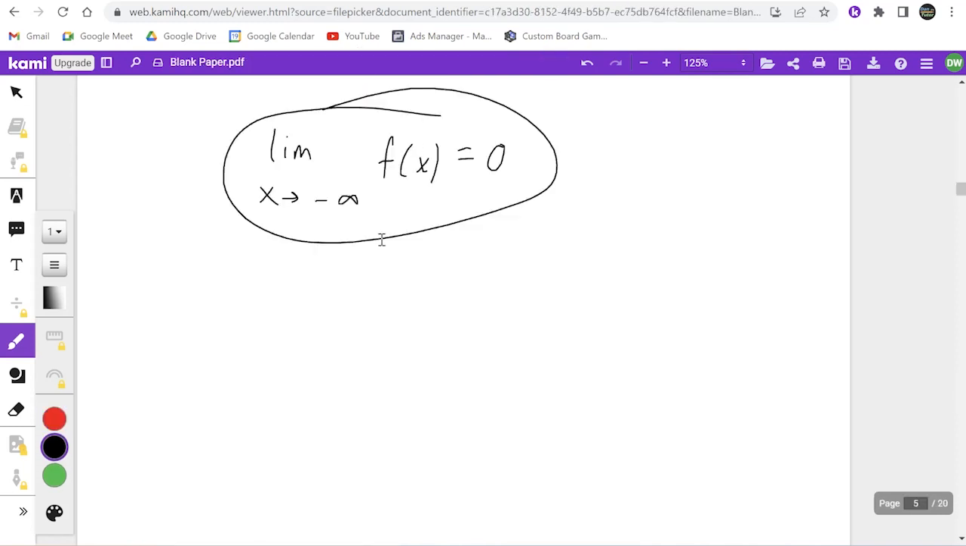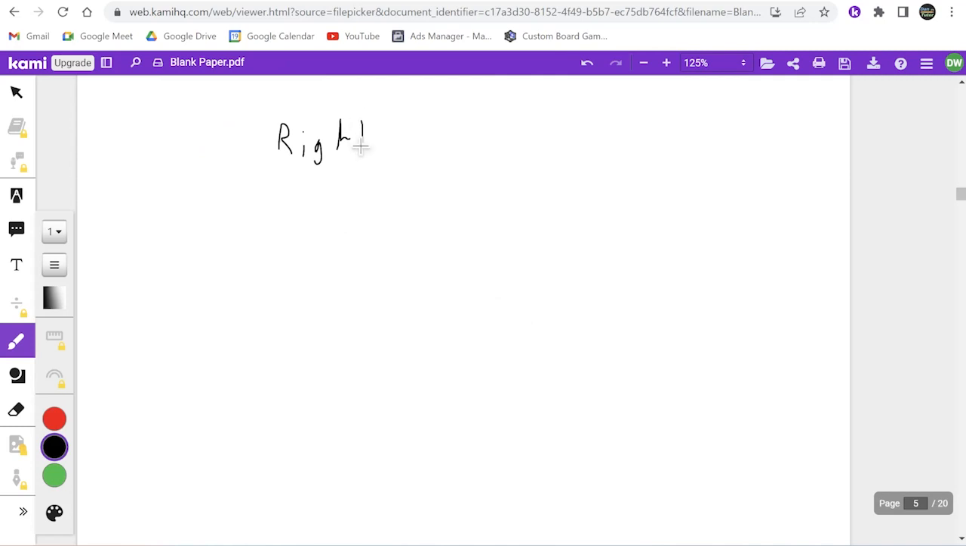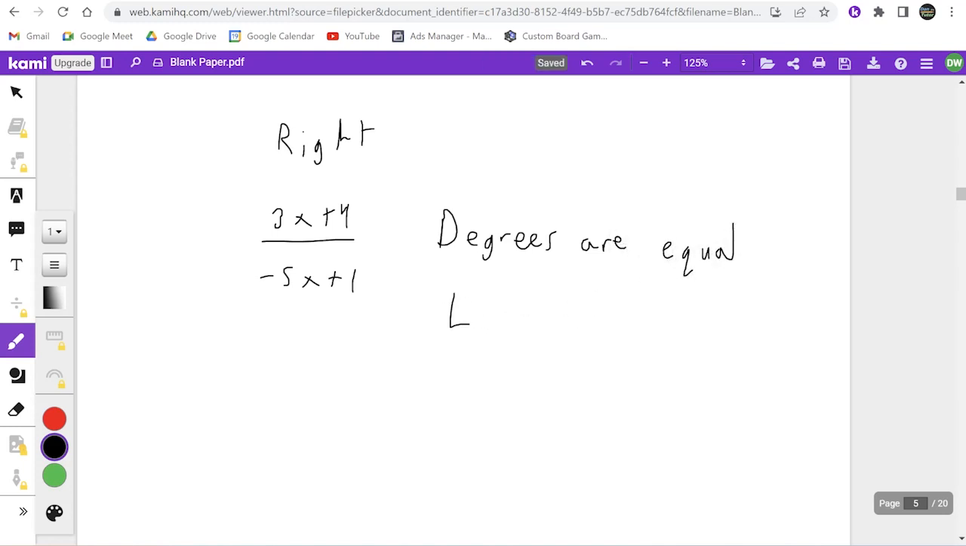Now for the right side, we're looking at the function 3x plus 4 over negative 5x plus 1. Hopefully you realize here the degrees are equal. And because the degrees are equal, it just means you look at coefficients.